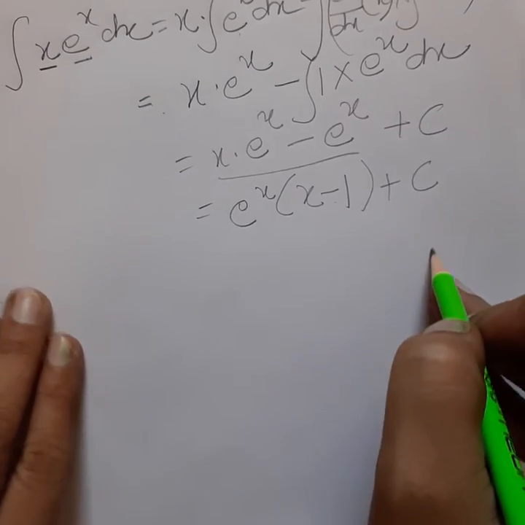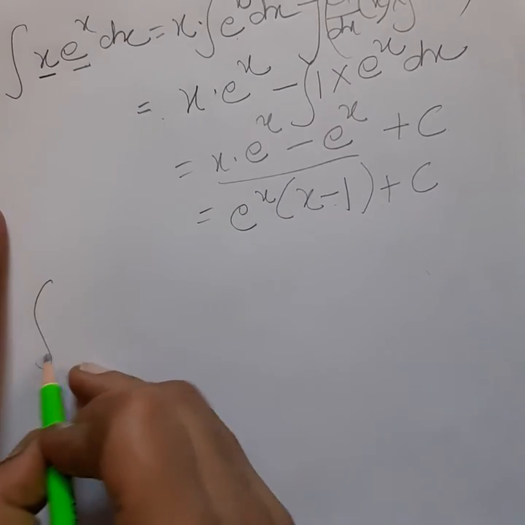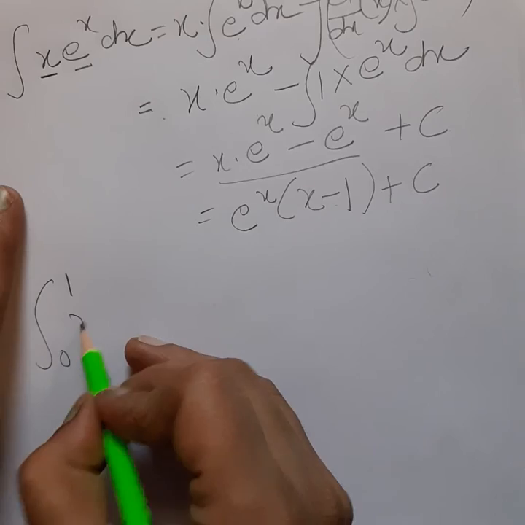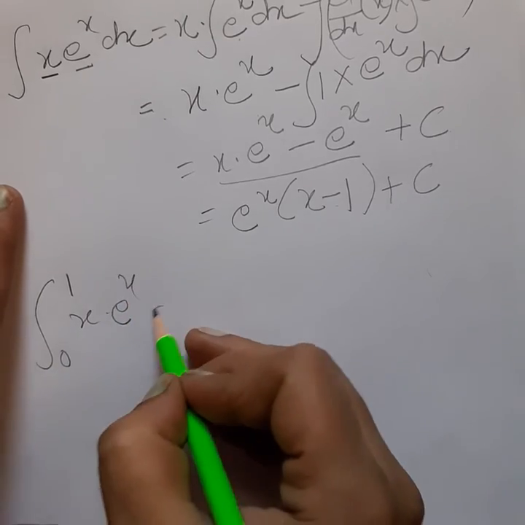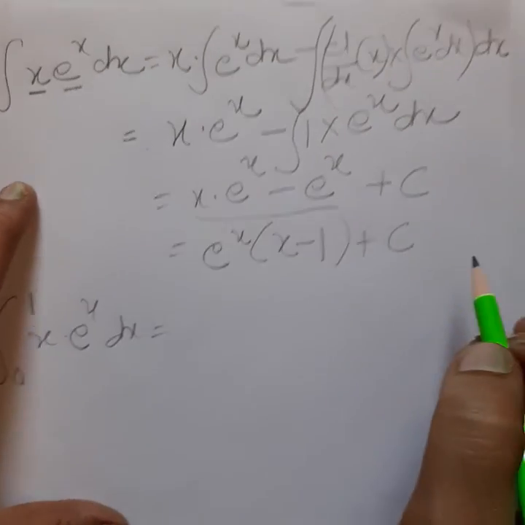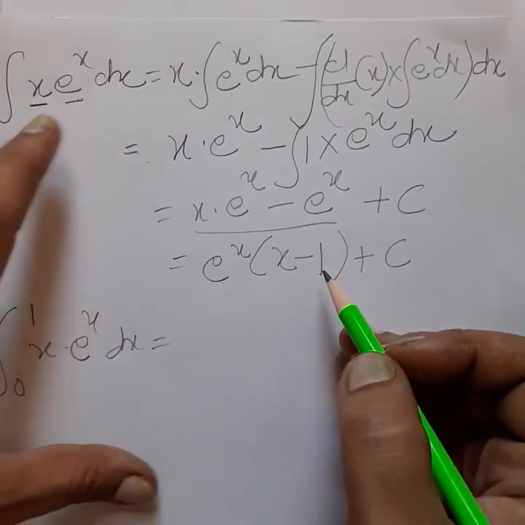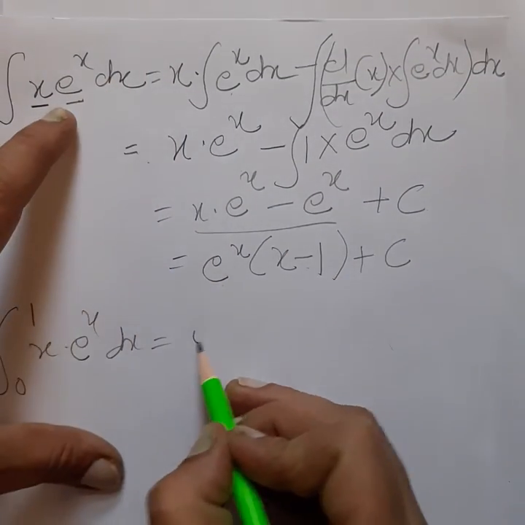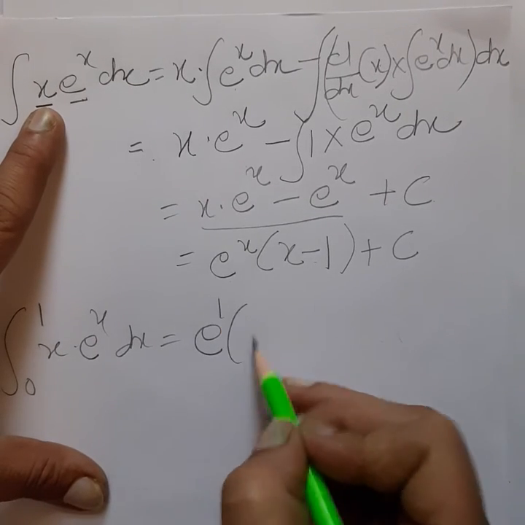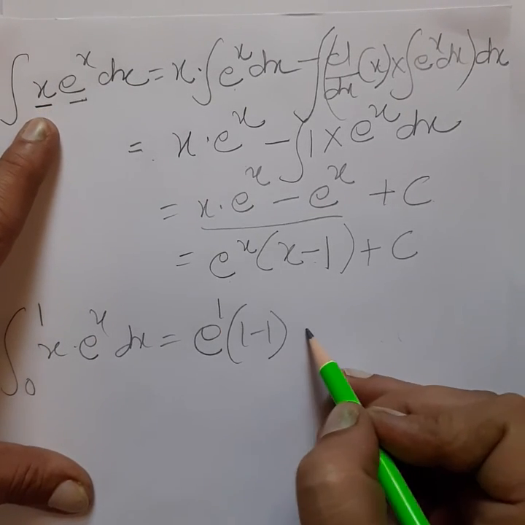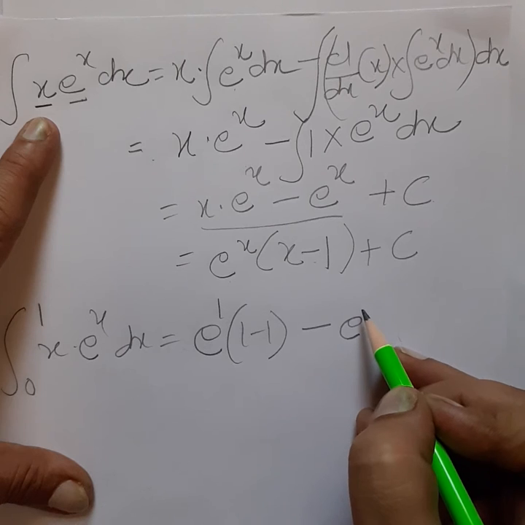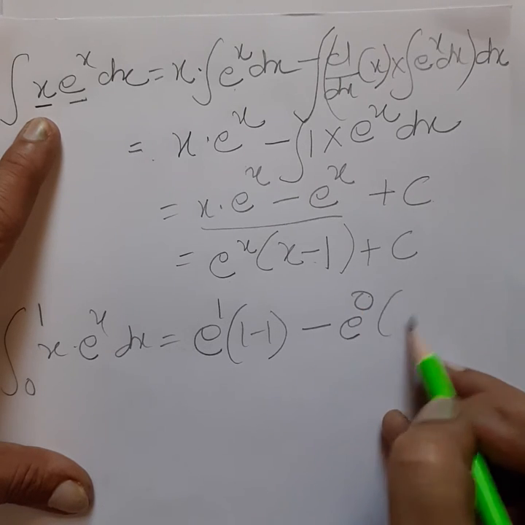And if you are given limits like 0 to 1, then you can write the limits from the first step, or you can put them at the end also. First of all you put the upper limit in your question, and after that the lower limit, in this way.